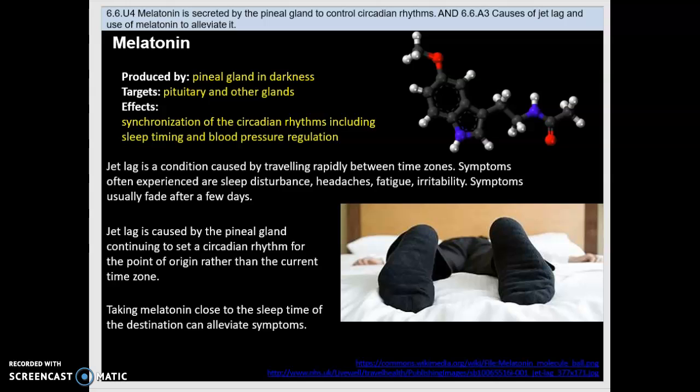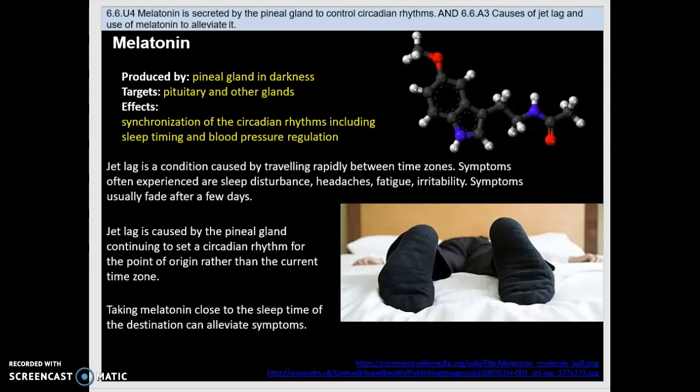And then melatonin, which some of you may have taken, you can buy in health food shops here in Hong Kong. Can't buy it in the UK though. And basically, your pineal gland will produce this in darkness. So in darkness, you'll produce the melatonin, and it's there to synchronize your circadian rhythms, so helping you with sleep timing and blood regulation.